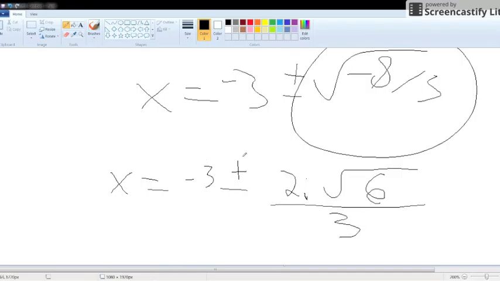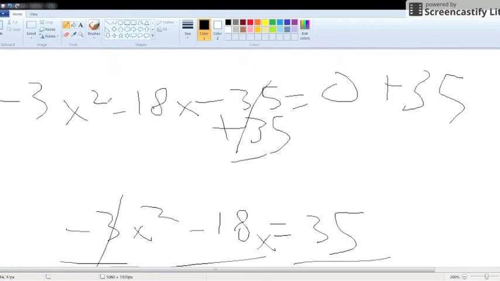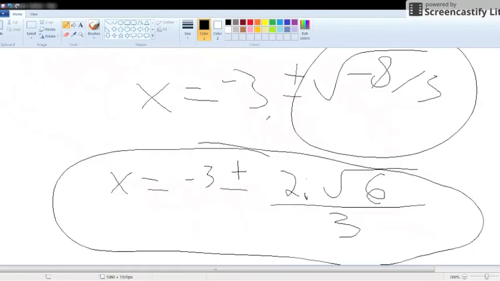And so this is your final answer, and shows that this method works on anything, even getting you imaginary numbers.